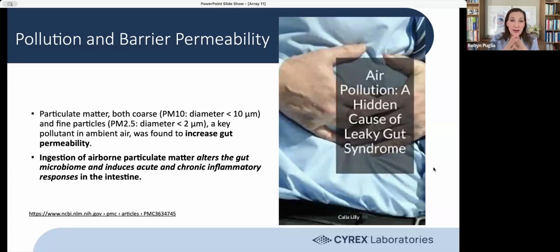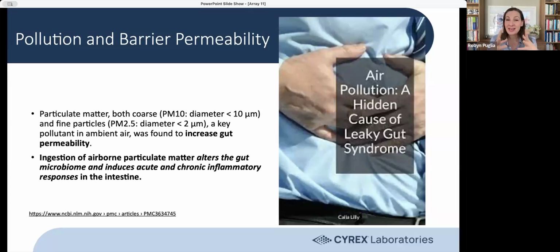So, an important aspect of understanding the role of environmental chemicals in autoimmune disease and in immune system perturbation generally is the understanding that exposure to chemicals has the ability to create barrier permeability. This study specifically looked at airborne particulate matter, and what they found was that airborne particulate matter inhaled through the respiratory tract has the ability to increase gut permeability.